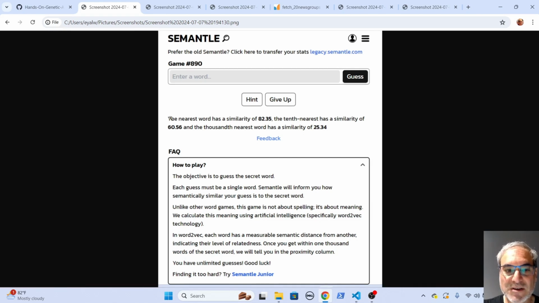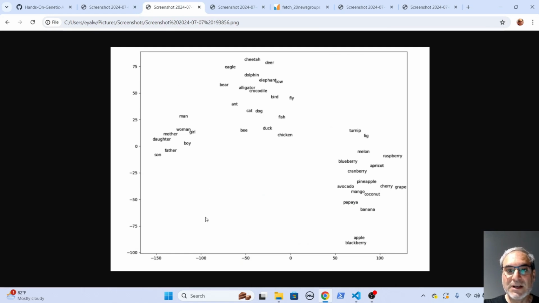So they tell you, for example, in my screen capture here, that the nearest word for the word of today, which was number 890, was 82.35 out of 100. And they tell you how to play it. But we are going to explain a little bit how this works first. The way they measure the distance or the similarity between your guess and the word that the game picked is done through something called word embeddings, which are really the foundation of a lot of natural language processing nowadays.